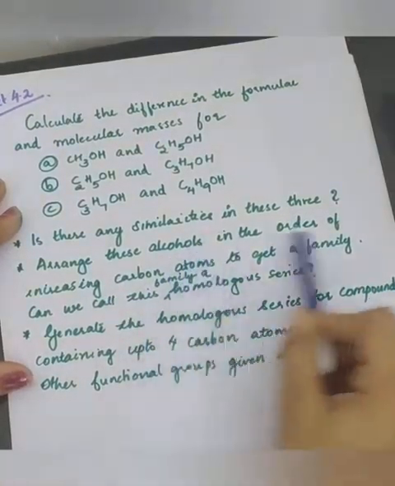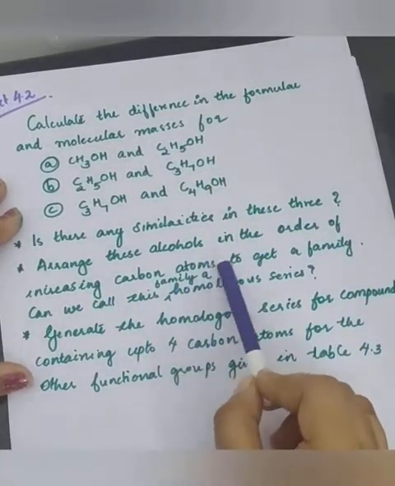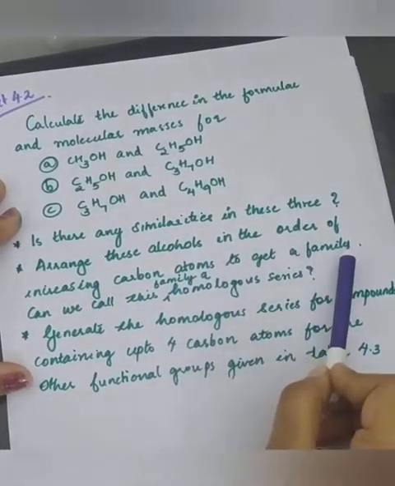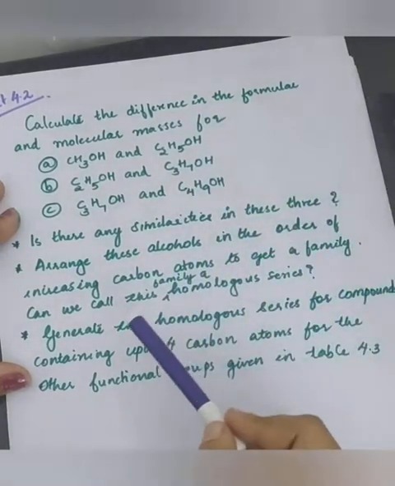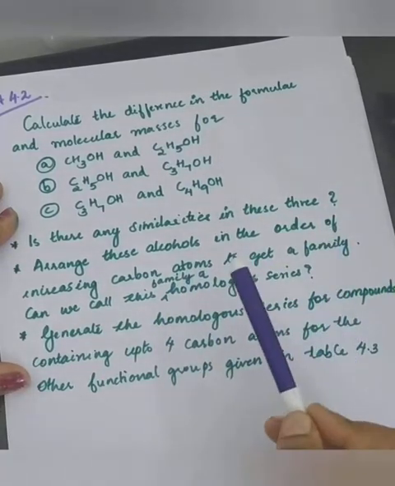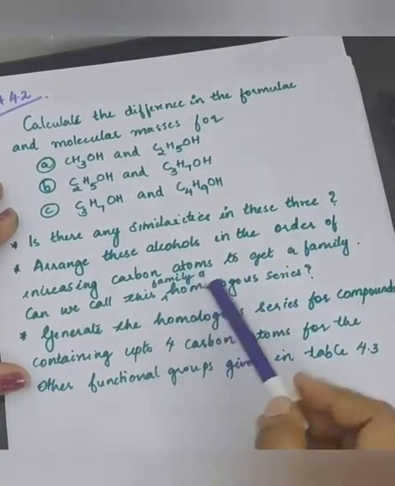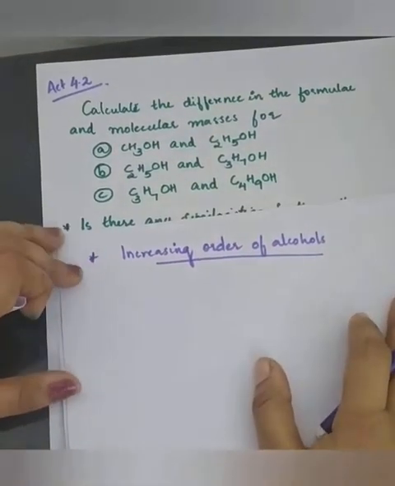The second question is: arrange these alcohols which we have done now in the order of increasing carbon atoms to get a family. We have to arrange them in the increasing order of the carbon atoms. So can we call this family a homologous series? That is a question. So let's arrange them in the increasing order of alcohols.